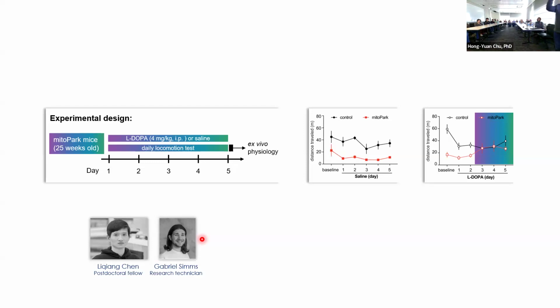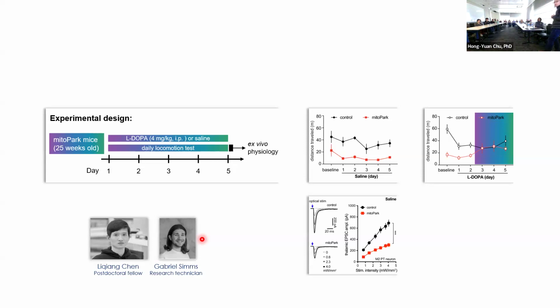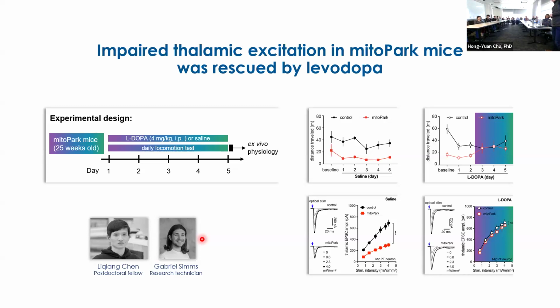After 5 days of treatment, we performed electrophysiology and measured thalamic excitation to M1 and M2 PT cells, and this data is from M2 PT cells. You can see that in saline-treated Parkinson mice compared to controls, we got smaller thalamic excitation, just like what we discussed before. But in the L-DOPA-treated mice, L-DOPA could basically restore this impaired thalamic excitation to M2 PT cells. A similar observation was also seen in M1 PT cells. It looks like L-DOPA treatment restores this impaired thalamic excitation to cortical PT cells.